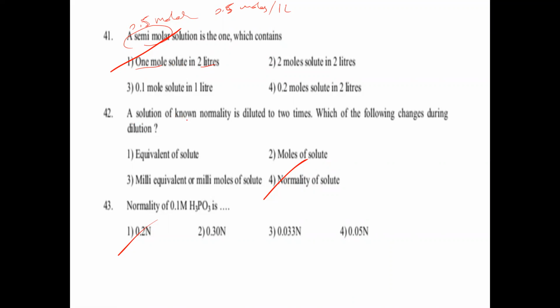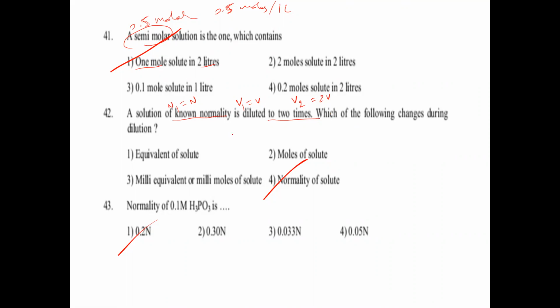Next, a solution of known normality is diluted 2 times. So dilute 2 times means what? V1 is V and V2 is what? Now 2V. So initial volume is V and V2 is now 2V. Diluted means water is added here. And normality N1, let it be N initially. Known normality we have taken, V1 is changed to 2V.